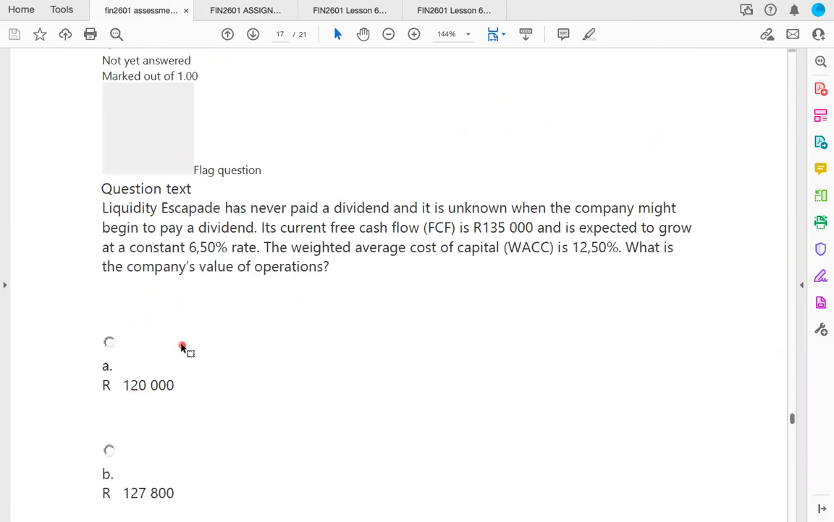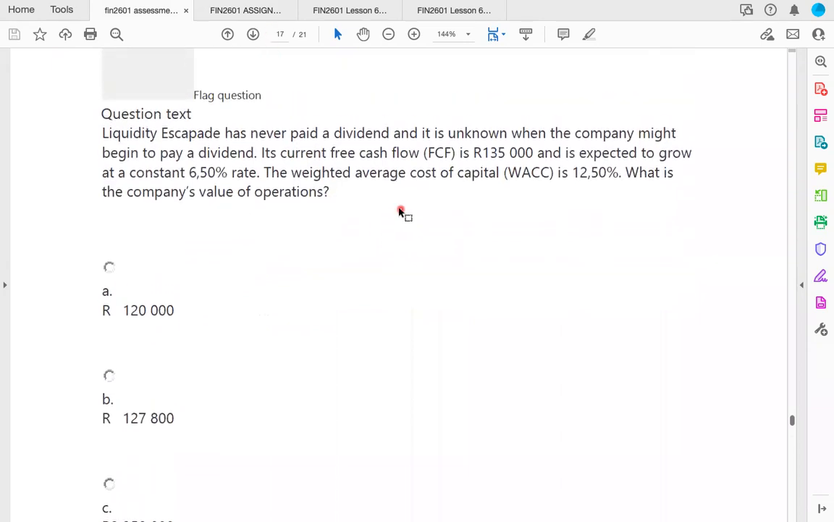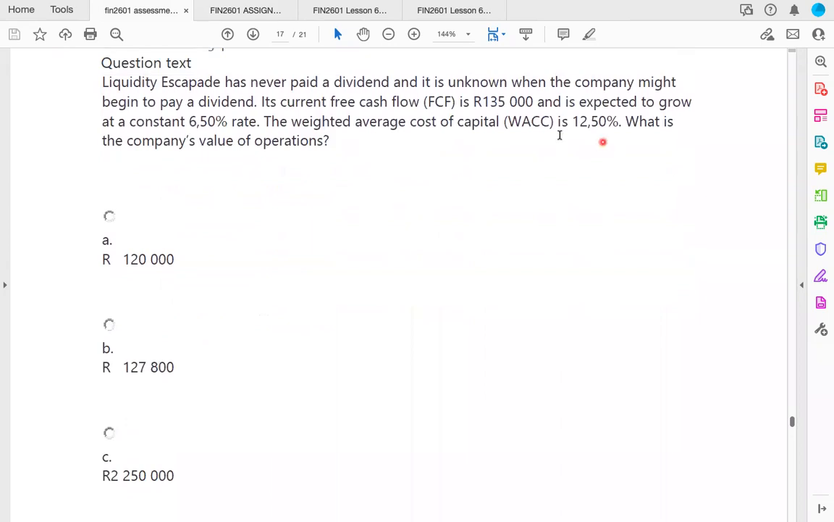The next question is question 17. Question 17 is relatively straightforward, and we looked at this in the previous classes. It's when we use the free cash flow approach to determining the value of operations or the value of equity.